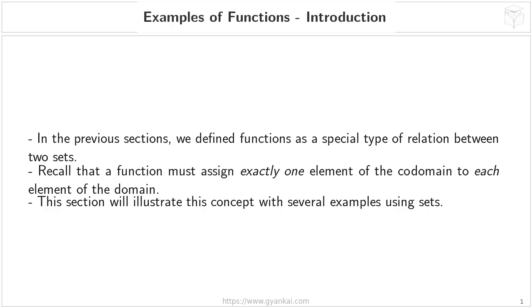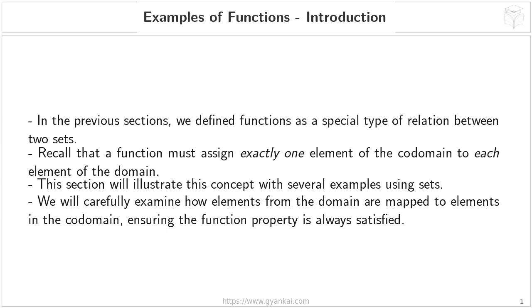What we're going to do in this section is really solidify this idea by working through several examples. We'll be using sets to define our domains and codomains, and then we'll see how elements move from the domain to the codomain through the function. We'll be very careful to check, with each example, that this one input, one output rule is always followed. If it isn't, then what we have isn't a function, it's just a relation. So, let's start building our understanding with some concrete examples.